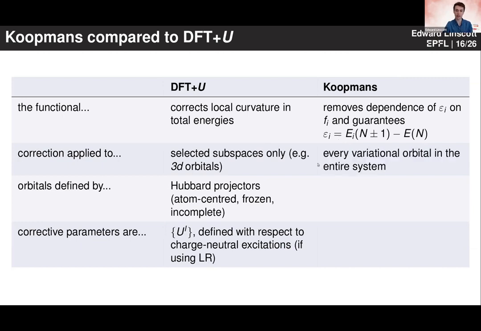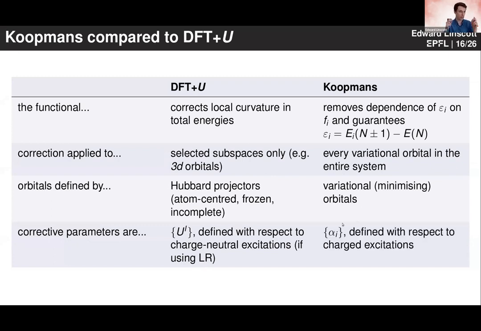We apply these corrections to the variational orbitals in our system. So this is every single variational orbital in our entire system, and so this is every single electron. There's not a specific subspace that is subject to the Koopmans functional. Every single electron in your system is affected by these Koopmans corrections. These are the variational, or minimizing, orbitals that we apply these corrections to.